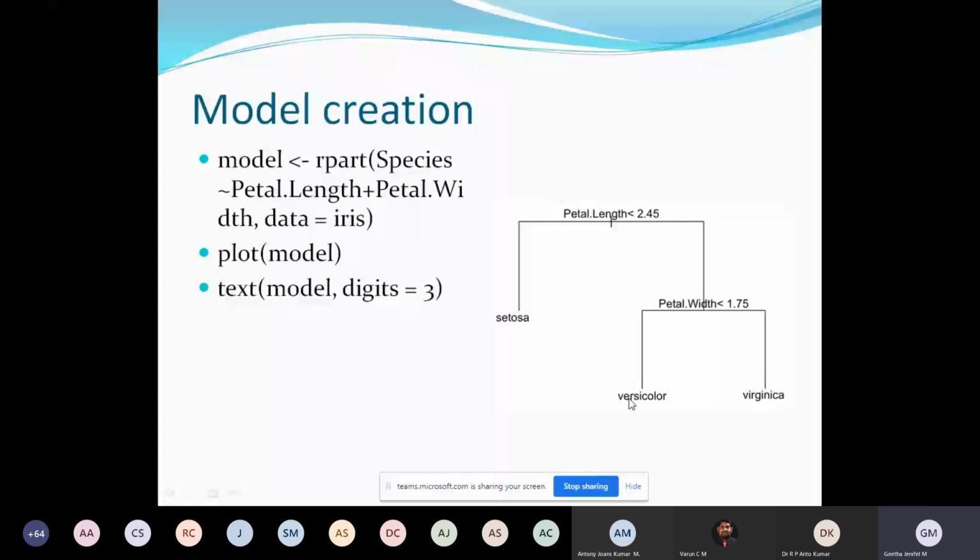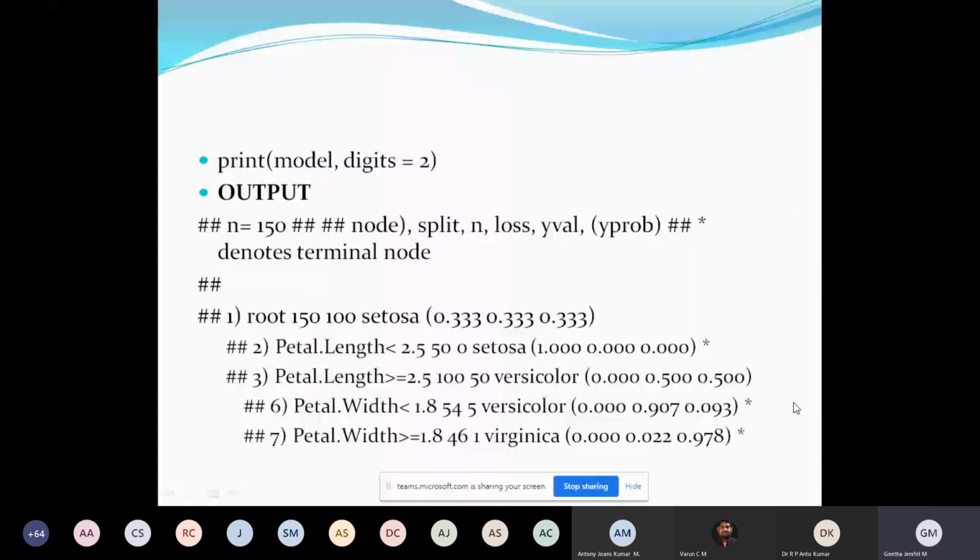Here the rules also say that. The first rule, that is the root, says petal length less than 2.5 means the particular flower class is Setosa. Otherwise, the second split and the third split. The rules are generated by the command print. The rules reside in the variable model, so you have to call the model. Then the attribute values come in 2 digits, that is digits equal to 2. This is the output of the function print, so it generates the rules.